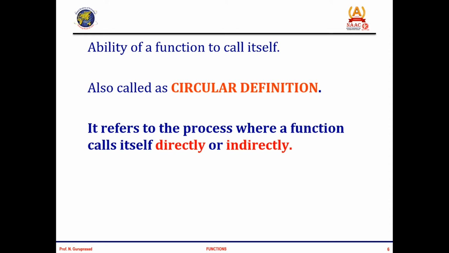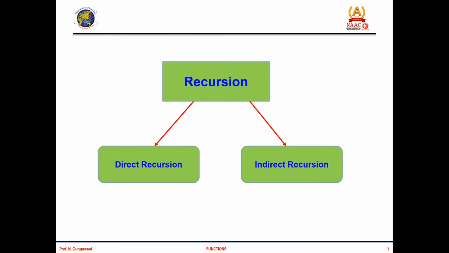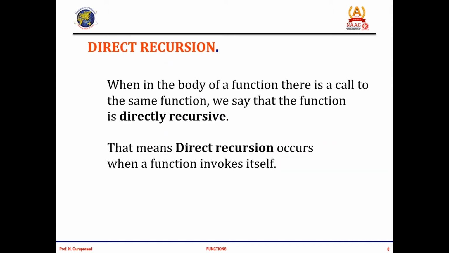Now when we look at the process of recursion, it refers to the process where a function can call itself either directly or indirectly. That means recursion is broadly classified into two types. The first one is direct recursion and the second one is indirect recursion. Let us have a look at both of these.